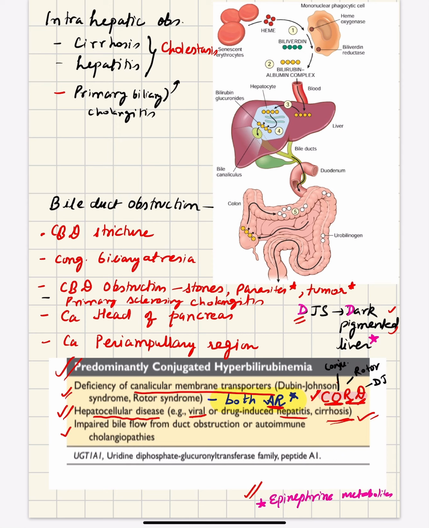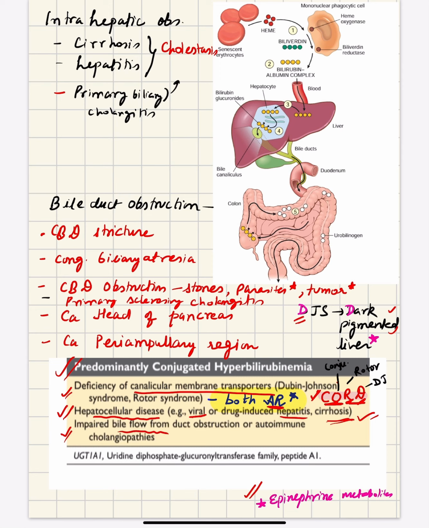Now the other condition is the obstruction of the bile duct. I have told you about the bile flow in the last lecture. You can go through that. So the bile flows from the liver and through the intrahepatic ducts, it goes into the bile duct. Then the bile duct ultimately combines with the pancreatic duct and opens into the ampulla of Vater. So if there is any obstruction in the flow of that bile, that will cause the obstructive jaundice.